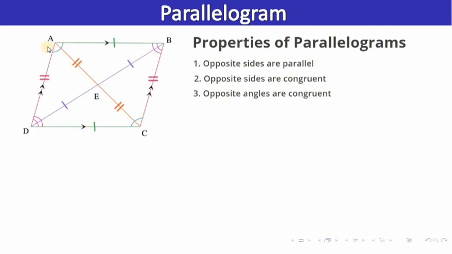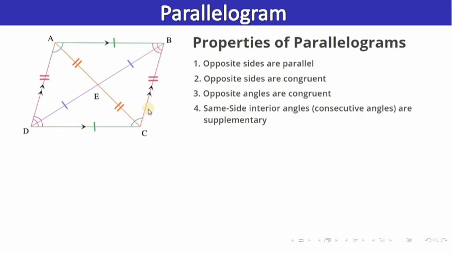Opposite angles are congruent, which means they are equal. So this angle is equal to this angle from the notation, and this angle is equal to this angle from the notation. Next, same side interior angles are supplementary. It's the same case as your trapezium. So this angle and this angle, their sum will give you 180 degrees. This angle and this angle will also give you 180 degrees. Not only that, but this angle and this angle, if you add these two, they will also give you 180. And similarly, when you add these two angles, you'll also get 180. So supplementary means the sum of the two angles is 180 degrees.